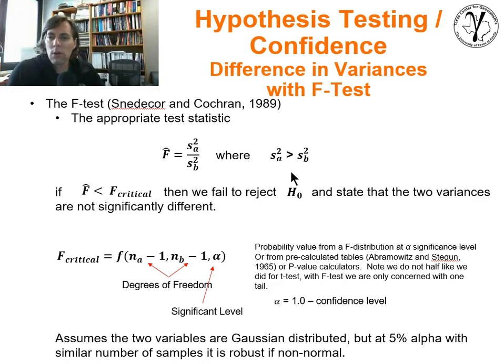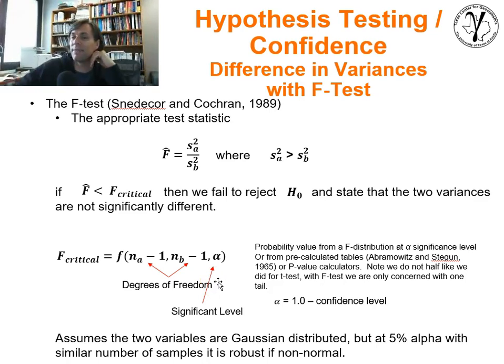And what does F critical look like? Well, we go to the F distribution. As we mentioned when we talked about distributions, it has two sets of degrees of freedom along with its significance level. The degrees of freedom are the number of samples in A minus 1, the number of samples in B minus 1, and then we have the significance level. Now we're not doing any of that dividing by 2 because we are dealing with a problem that is by design one-tailed.